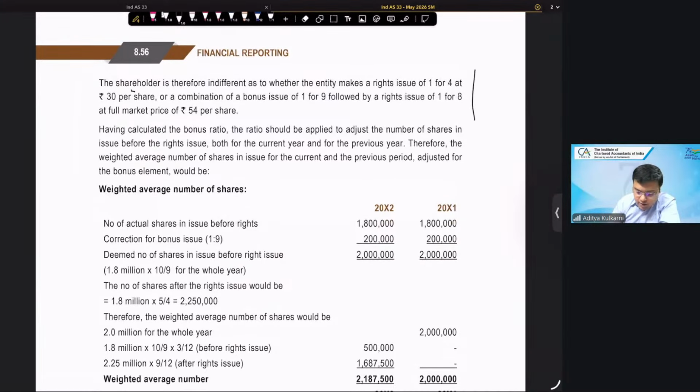The shareholder is therefore indifferent as to whether the entity makes a rights issue of 1 for 4 at 30, or a combination of bonus of 1 for 9 followed by rights issue of 1 for 8 at a full market price of 54 per share. So this is how you do the interpretation.